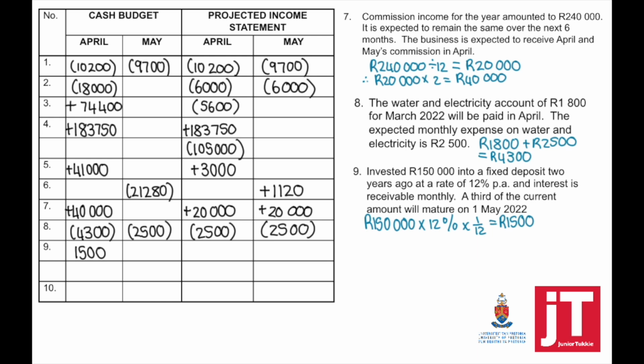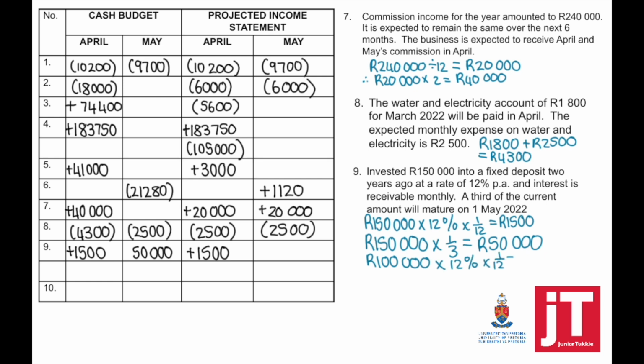Because, remember, a third of the current amount will mature only in May. 1st of May, so we expect it to happen in May. This means my projected income for April is going to be 1,500. Now, a third of this will mature in May. So 150,000 times 1 divided by 3 means 50,000 is what we expect to come in May from this investment. Now to calculate the interest, this is the part where you need to be careful now.